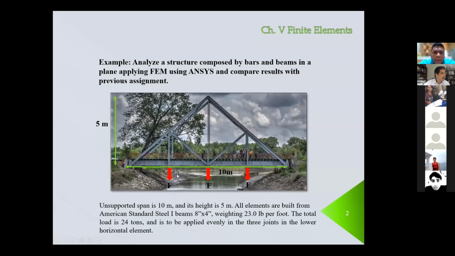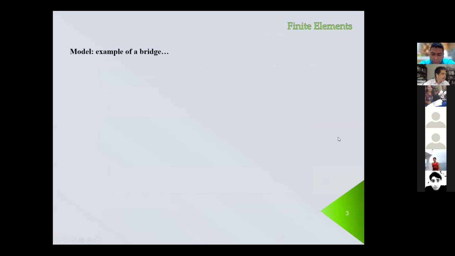Also, you have to keep in mind that when you apply this load, certain elements will be in tension and others in compression. So you have to analyze that after. Okay. So go on.